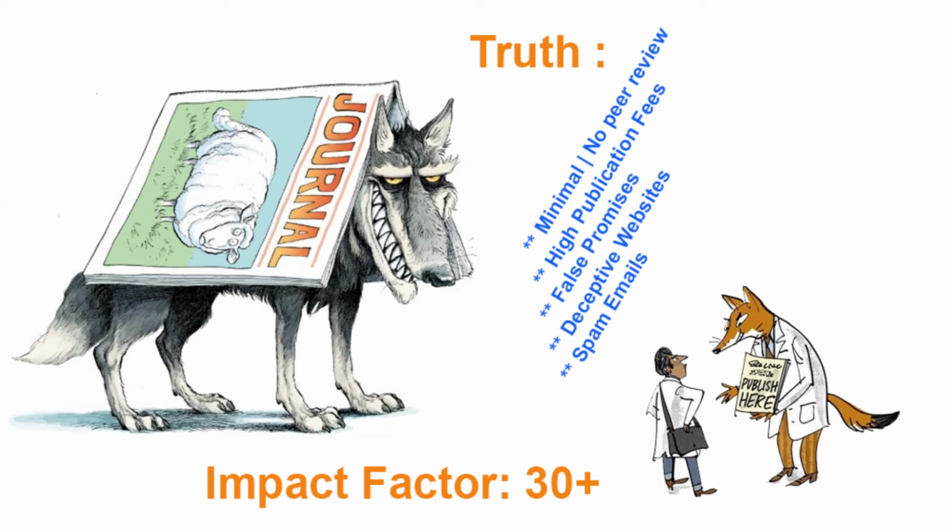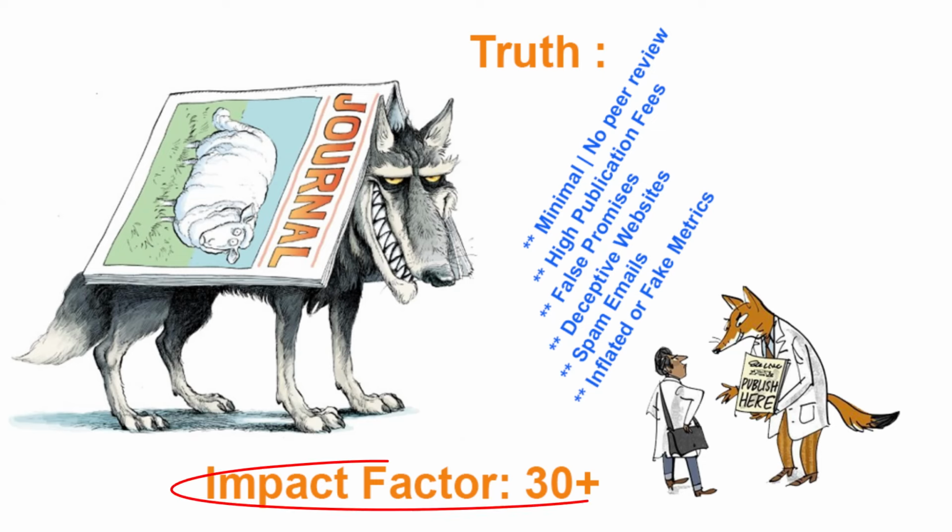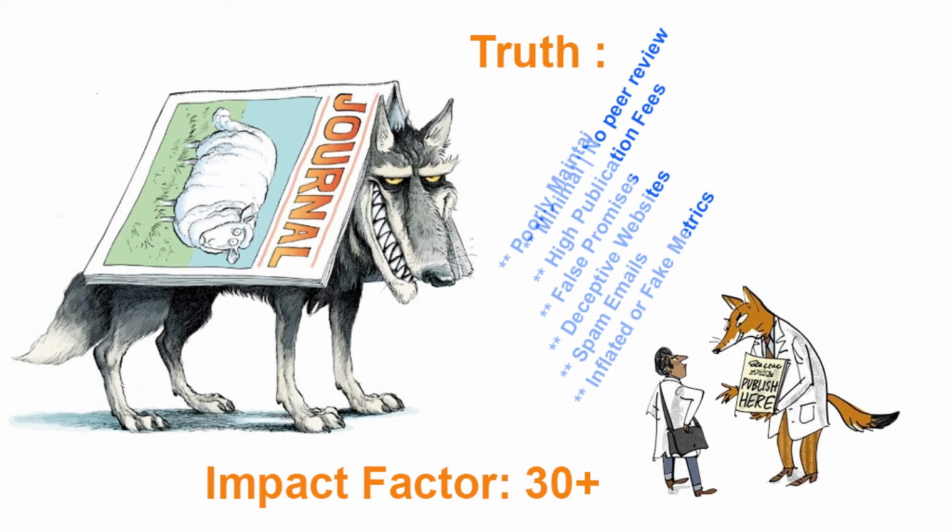Number 5, spam emails. Scammers send unsolicited emails to researchers, often using aggressive marketing tactics. They may claim to have reviewed the recipient's work and express interest in publishing it, even without seeing the manuscript. Number 6, inflated or fake metrics. Some predatory journals create fake impact factors, indexing services, or other metrics to appear credible. They may also list their journals on deceptive indexing databases they control.